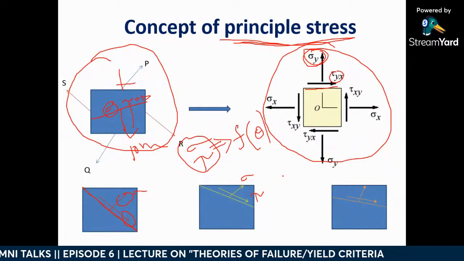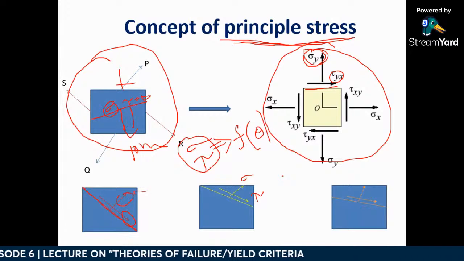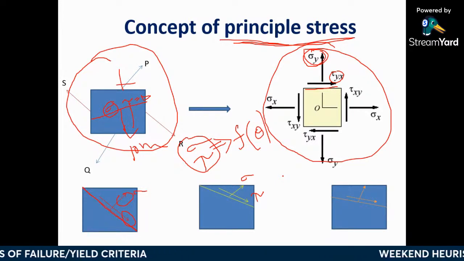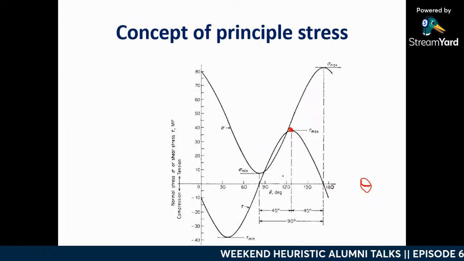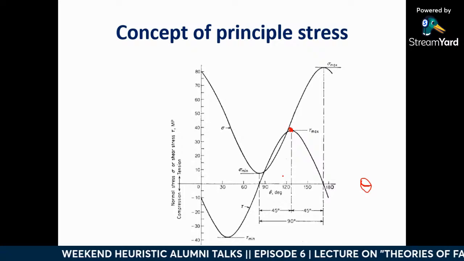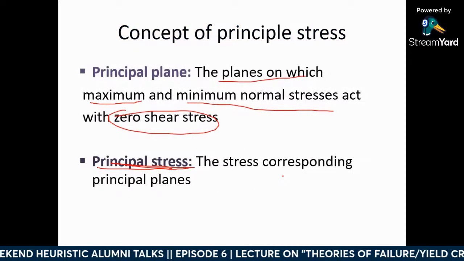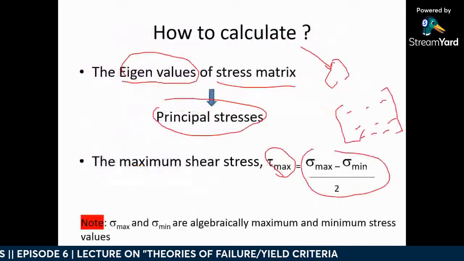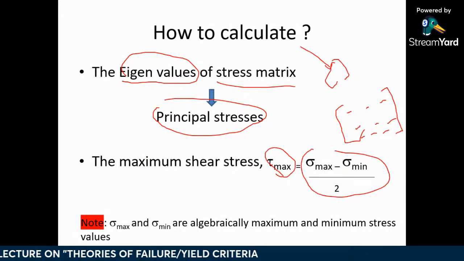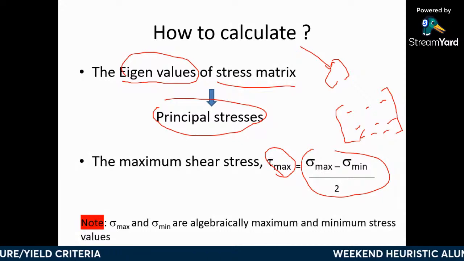Whenever you apply stress on a particular object, on different planes you will get different values of normal and shear. You are having certain specific planes on which your shear stress is zero and you are having only normal stresses. Those we call principal stresses. Once you know the principal stresses, you can calculate the maximum shear also. Okay, so this is what we have seen till now. I hope it is clear.